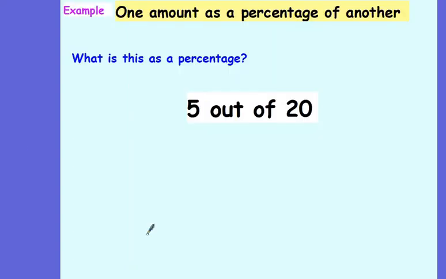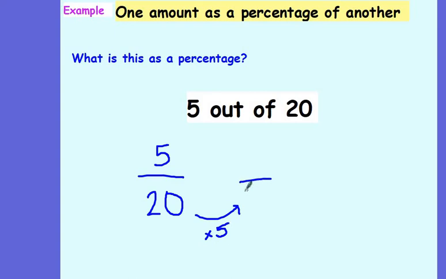So how about if I'm given a number out of another number and I'm asked to express that as a percentage? I'm asked, what is 5 as a percentage of 20? What is 5 out of 20 as a percentage? The first thing I'm going to do is write this as a fraction. So 5 out of 20 means the same as 5/20ths. And we know how to convert that into a percentage because we've just practiced it.